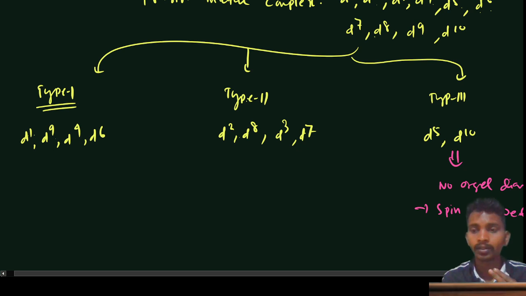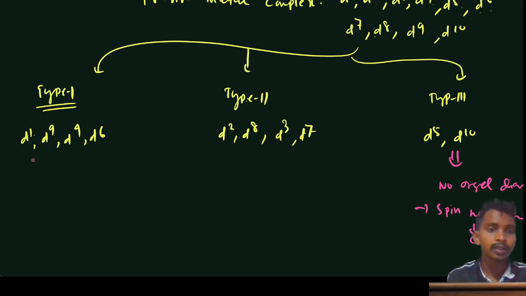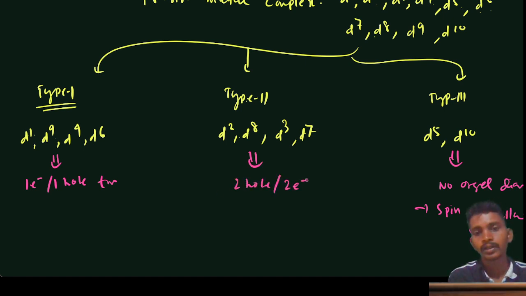For an Orgel diagram the condition is that spin should be allowed. Here spin is not allowed, so no Orgel diagram is drawn for this; these are the colorless compounds. For type 1 and type 2, one-electron or one-hole transitions will happen, and for this one, two-hole or two-electron transitions will happen.